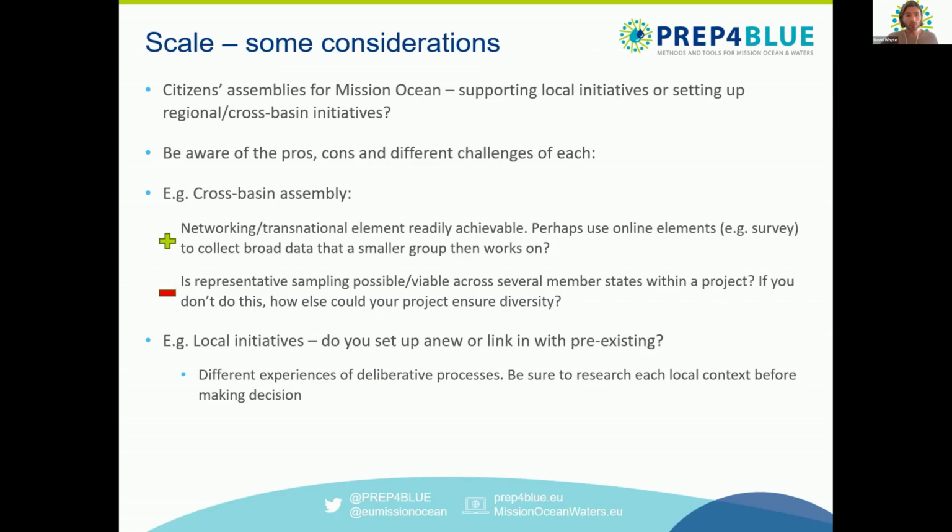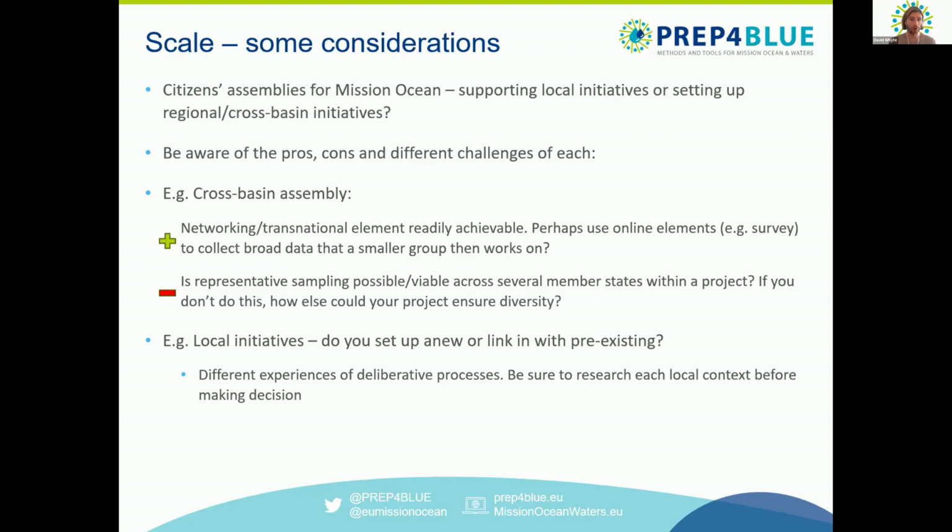So in terms of the local initiatives, there's a few things to think about. One of them, and this has already been alluded to, will be the different experiences of democratic or deliberative processes. So doing a bit of research into each local context will be important before you pick one. And as I was saying, even the definition.